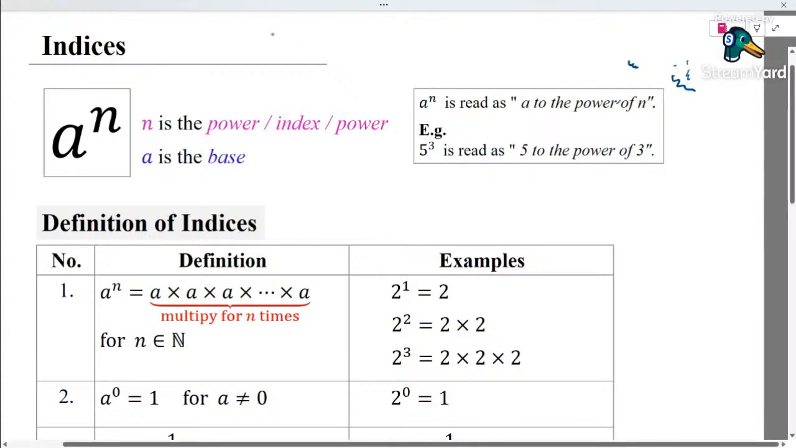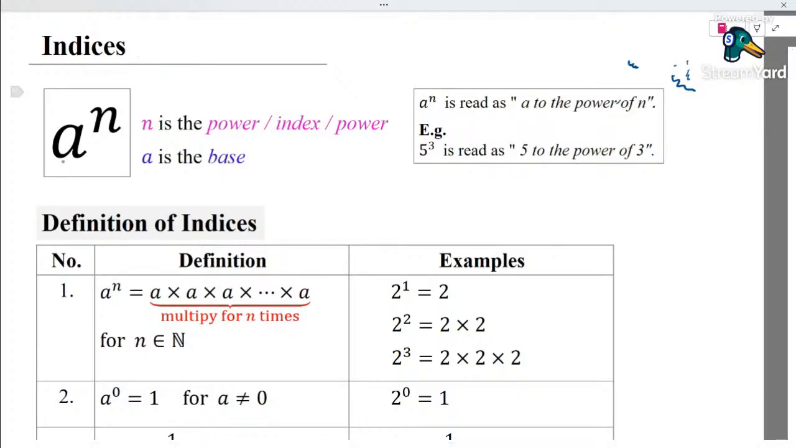Okay, let's see. Indices. When we talk about indices, you will see some terms or numbers in this formation here, where the number at the bottom we call the base, and the number at the upper corner here we call the index, the power, or the exponent. How we read this term is, for example, a to the power of n. Let's say I have 3, then 2. So this is 3 to the power of 2. Just as simple as this.